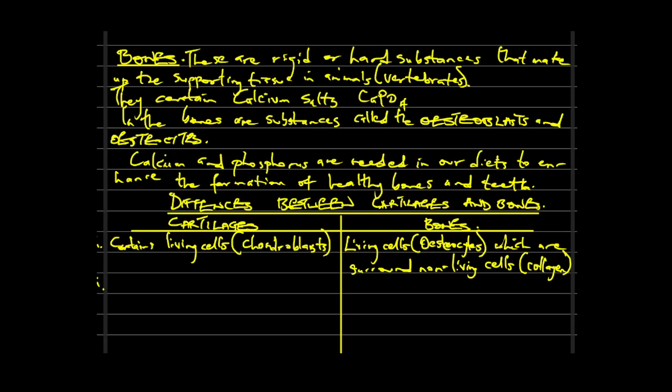The second one is that the cartilages do not have mineral salts. They lack mineral salts, unlike the bones that have mineral salts. The bones contain mineral salts, e.g., we have the calcium phosphates in the bones.